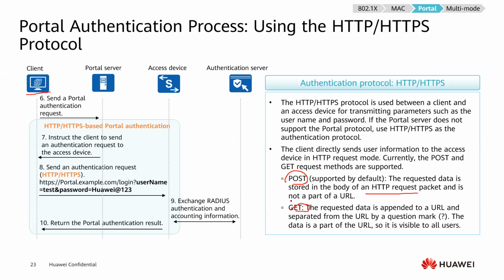GET just puts the username and the password after the question mark of the URL, and sends this information to the access devices. Then it will go through the process of exchanging the authentication information, authorization information, and accounting information with the authentication server, and then it will send back the authorization information to the access devices. So finally, the client will connect to our network resources.